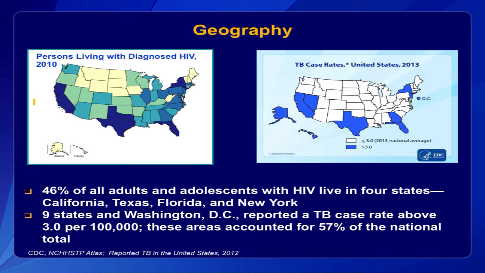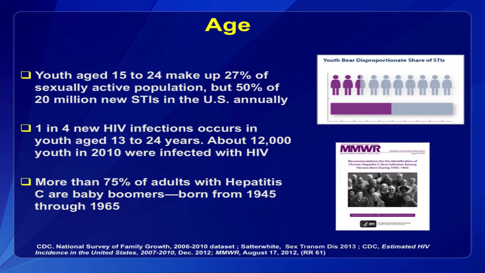Where you live matters. Geography is important. 46% of all adults and adolescents with HIV live in 4 states: California, Texas, Florida, and New York. 9 states and Washington, D.C. reported a TB case rate above 3 per 100,000 population. These areas accounted for 57% of the national total. Where you live affects the health you get, the health care you get.